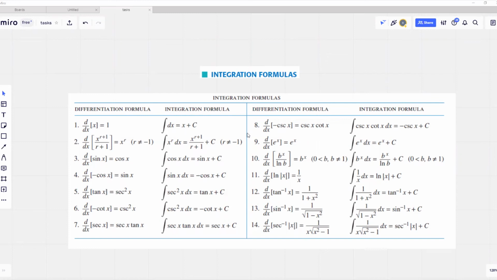Many basic integration formulas can be obtained by looking at an appropriate differentiation formula. For instance, if we are looking at the integral of 1 dx, then we know that the derivative of x is equal to 1, so the integral of 1 is equal to x plus constant c, and so on. We also know that the derivative of sine of x is equal to cosine of x, meaning that the integral of cosine of x is equal to sine of x plus a constant.